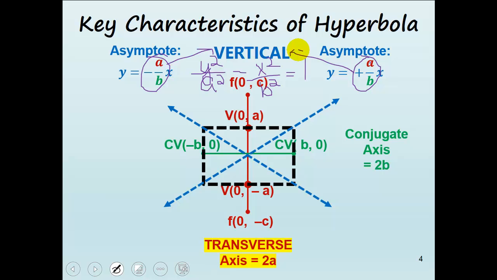And then what we do is we then trace. See, here's my vertex, so that has to lie on my hyperbola. So watch where my branches go now. There and there. Okay, the branches always go through the vertex. They don't go through the co-vertex.